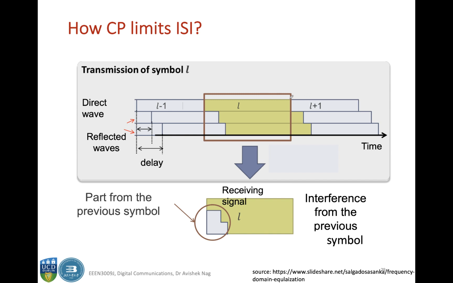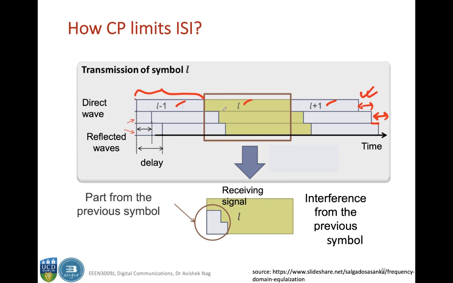Let's imagine that you have different blocks of OFDM symbols. This is the L minus 1th block, this is the Lth block, this is the L plus 1th block. This is the direct wave which has different blocks of OFDM, and these are the two reflected waves which are a little bit time lagged. You can see there is a time lag here, and a time lag here. These are the delays of the reflected waves.